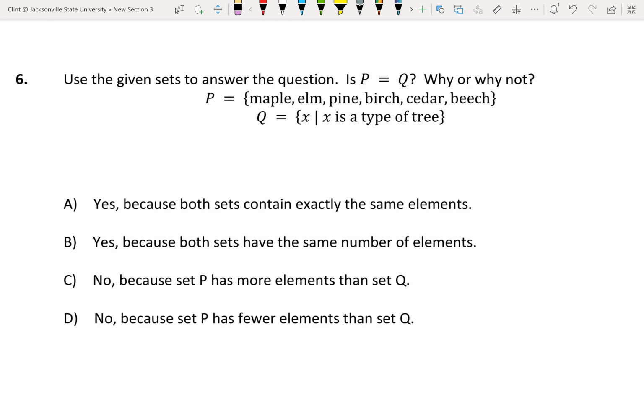So on this one, we've got maple, elm, pine, birch, cedar, and beech. And then Q is the set of X's such that X is a type of tree. Well, there's other types of trees other than the ones in set P, so they're not going to be exactly the same. Q is going to have more elements in it. Okay, so we're going to say no because set P has fewer elements than set Q because maybe an oak tree would be in there, or a willow tree. Those could be in Q, but they're not in P. So Q is going to be bigger.